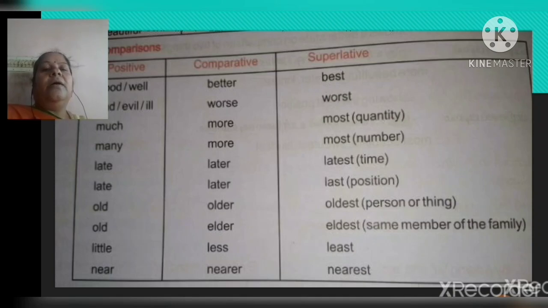Next one is little, less, least. Third, last one, near, nearer and nearest.